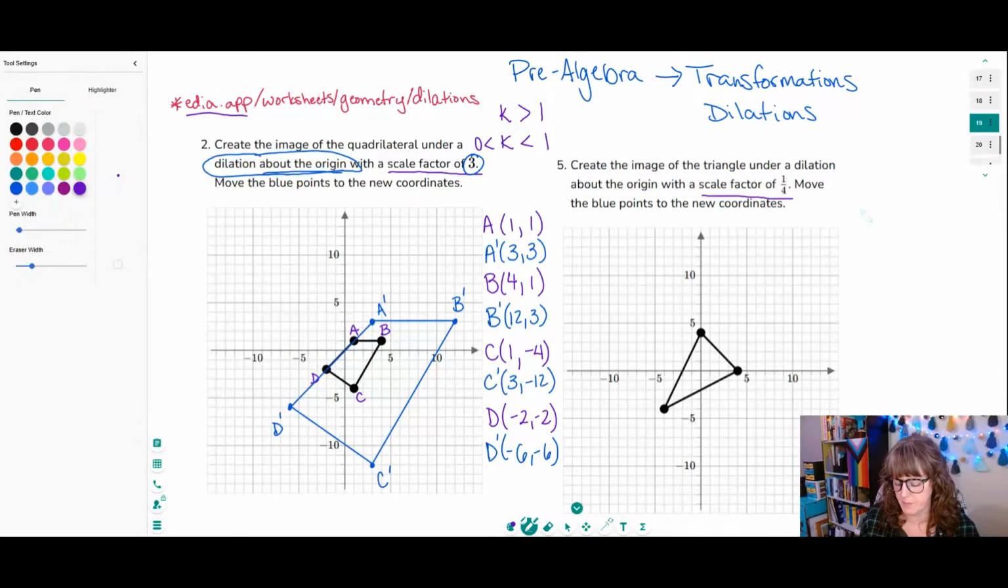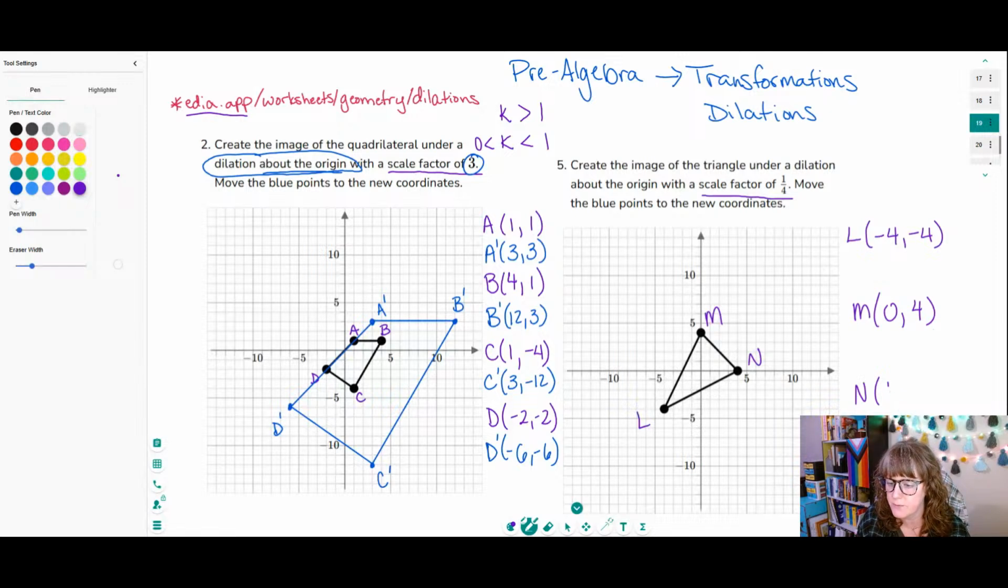Oh, okay. Because this was digital, you could move them around, but we're just doing it by hand. All right. So again, I don't want to use X, Y, Z because I don't want it to get confusing with the X's and Y's in our coordinate points. L, M, N. We'll call them LMN. So point L is at, looks like, -4, -4. Point M is at 0, 4. And N is at 4, 0.